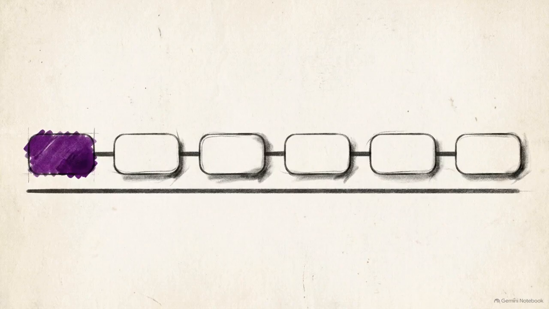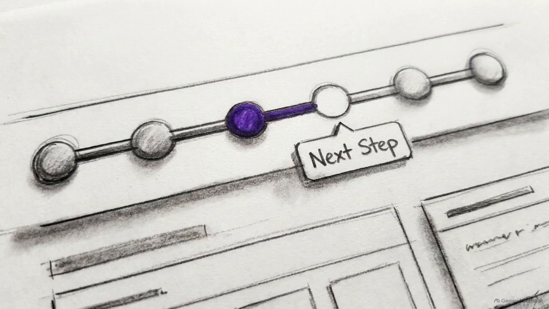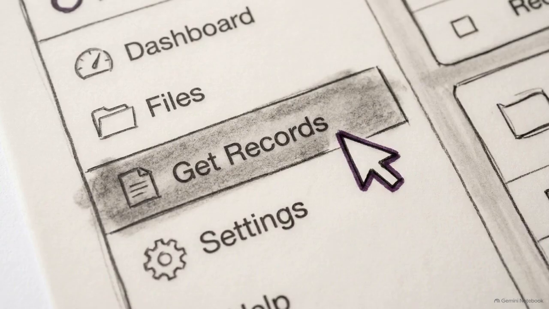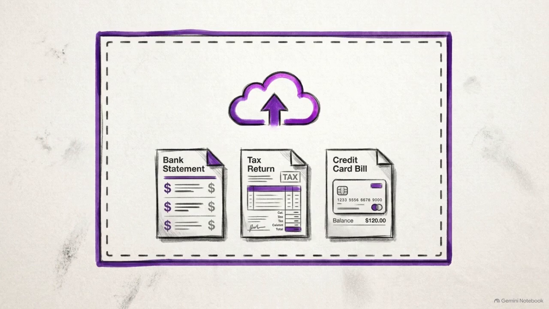You can check the bar at any time to see your exact location in the financial lifecycle and identify your immediate next step. Step 1 is to click Get Records. This is where you upload your initial financial documents into the system so it can begin extracting the raw data.